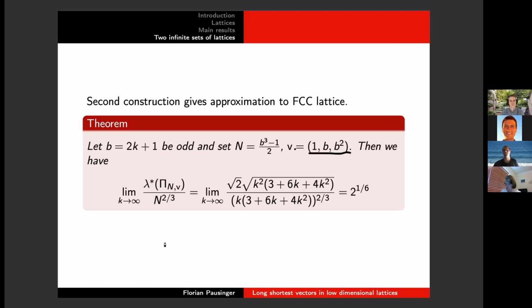And interestingly, one can also work out that this ratio looks like this for a given k. So the k relates to the p, and this ratio is indeed 2 to the 1 over 6. So this is exactly the Hermite constant. So indeed, as we go with k to infinity here, if we construct lattices with these parameters, we get that the shortest vectors of these lattices are as long as possible.